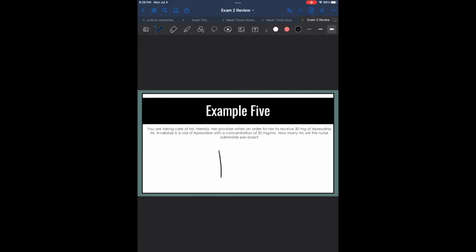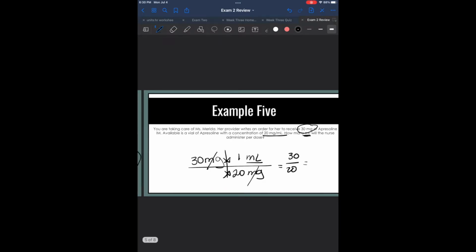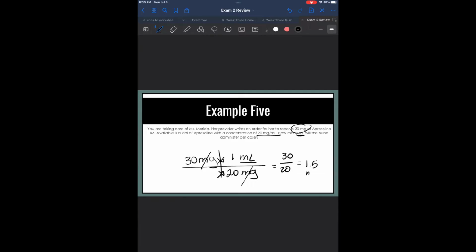So draw our cross. Remember, order goes on the left, so 30 milligrams. And we have 20 milligrams per milliliter available. So our 20 milligrams is going to go on the bottom, so it'll cross out. And our 1 milliliter is going to go on top. Our milligrams are going to cross out. We have milliliters left, which is what our answer needs to be in. So we can multiply across the top and the bottom. 30 divided by 20 is going to give us 1.5 milliliters.